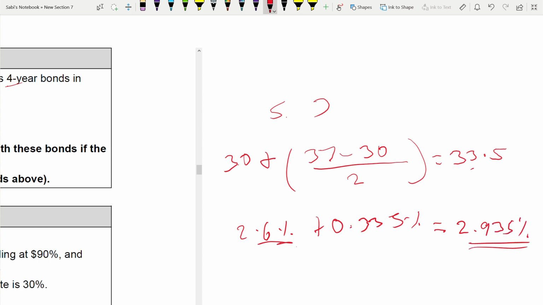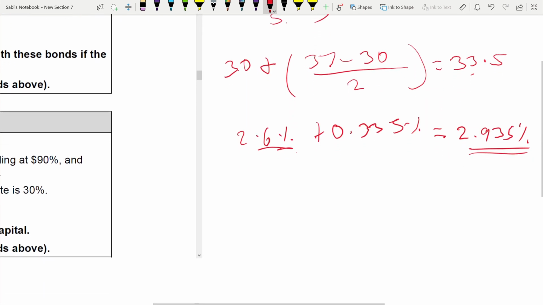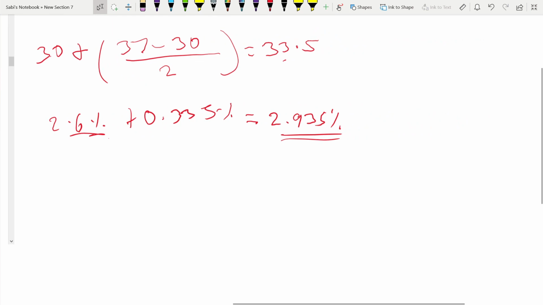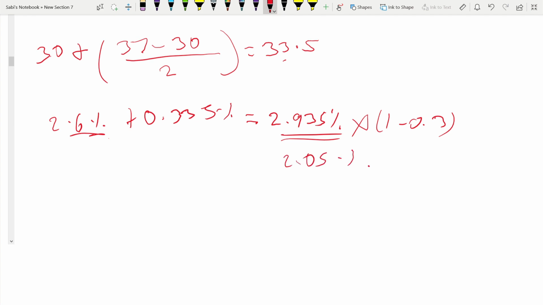It has not been adjusted for tax. Adjust this for tax now, after tax. Just simply multiply it by 1 minus 0.3, because 30% is the tax. That means multiply by 0.7, in other words, which will be 2.05%. Do you see the cost of debt coming down? This is only possible because of tax. Interest is tax deductible.